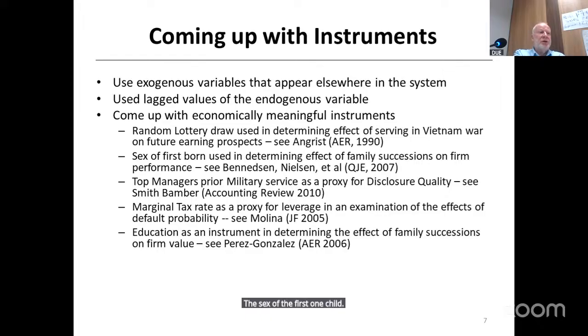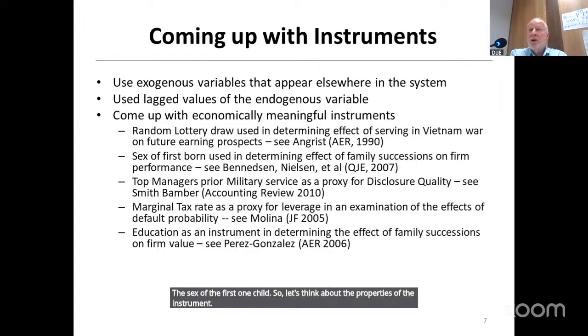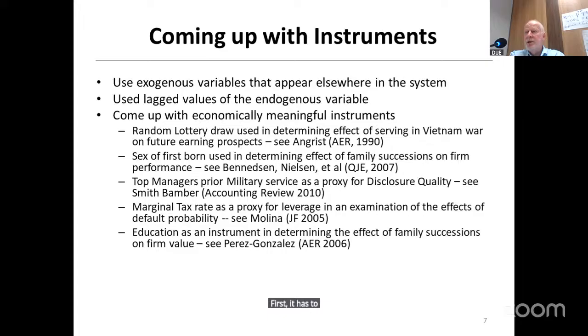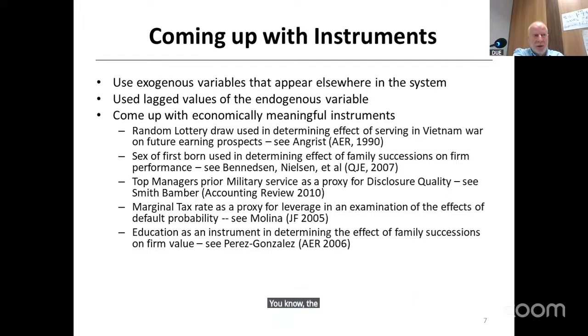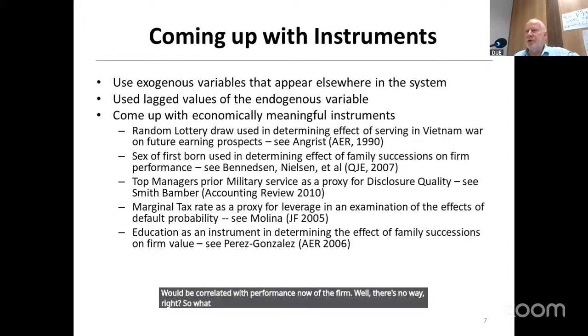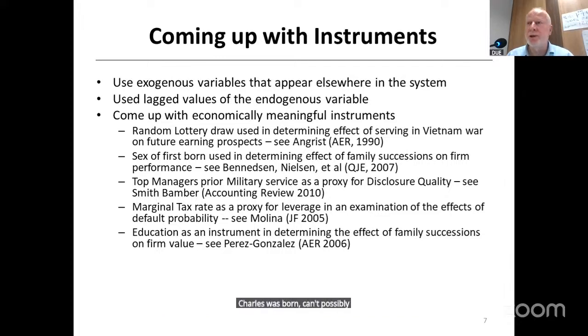So let's think about the properties of the instrument. First, it has to be uncorrelated with the error. So do you think that something random, the baby born male or female 40 or 50 years ago, would be correlated with the performance now of the firm? Well, there's no way, right? What happened 40 or 50 years ago when the child was born can't possibly be related to the performance now. So you get that it's uncorrelated with the error.